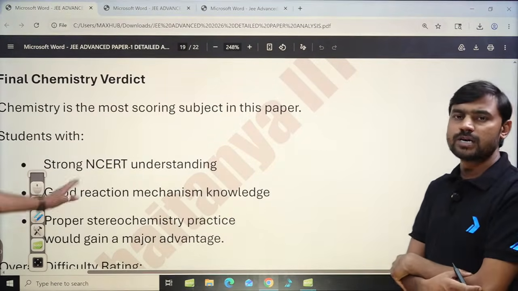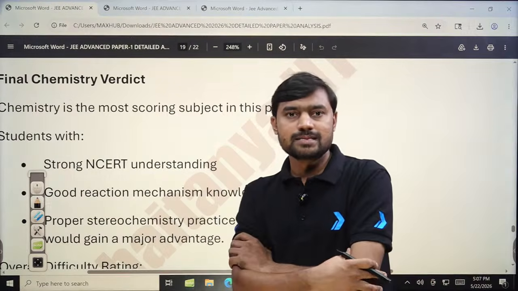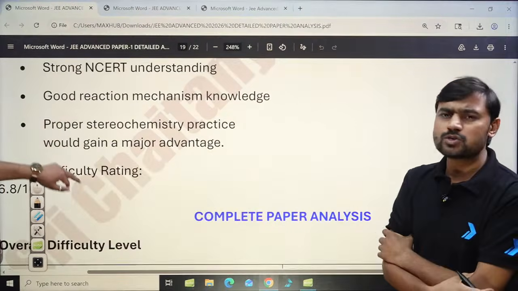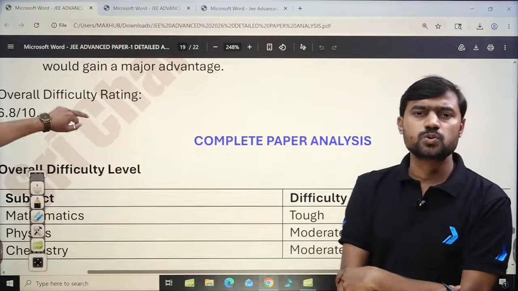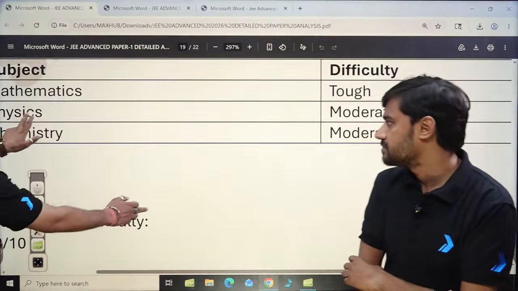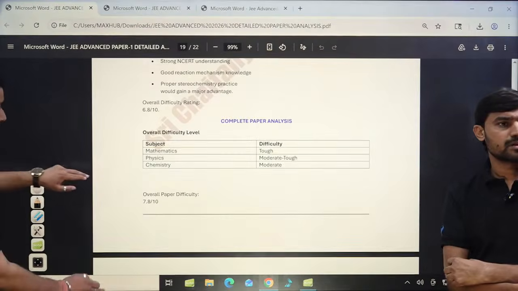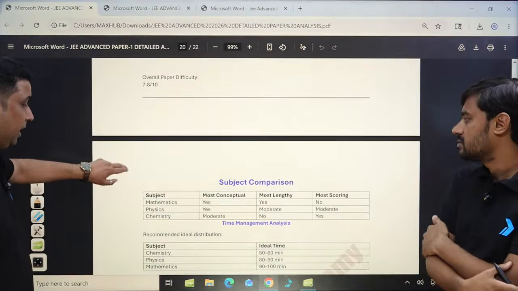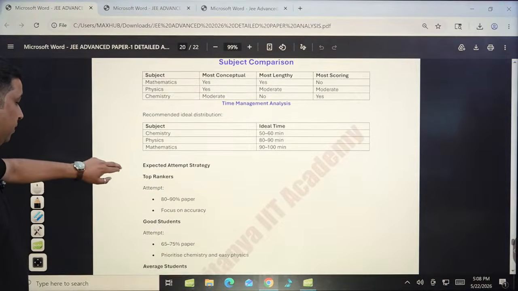And physics was somewhat lengthy, right? And mathematics was doable as compared to 2025 JEE Advanced. So that was the paper 1 analysis, sir. Now we have to move towards paper 2.